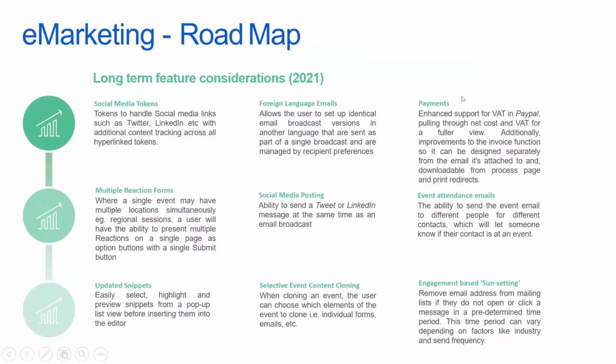We also want to enhance as best we can the payment section, so that's around VAT in PayPal, pulling through net cost and VAT for a fuller view, and then additional improvements for the invoicing as well. So there's quite a bit we can do around payments. We also have the multiple reaction queues, so that removes the need to create multiple forms for a single event, where the event may be held simultaneously across locations or time zones.